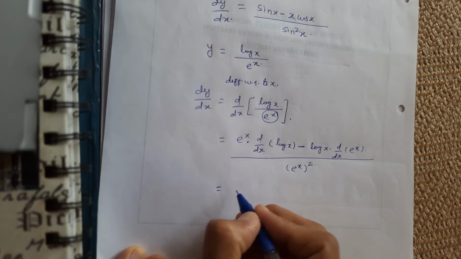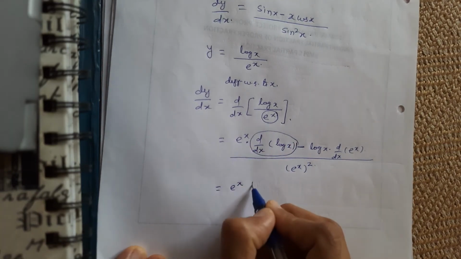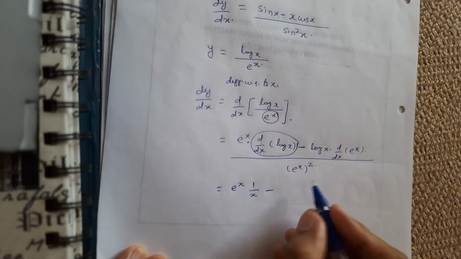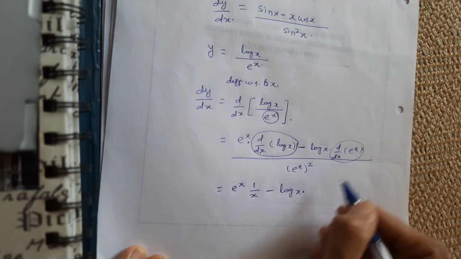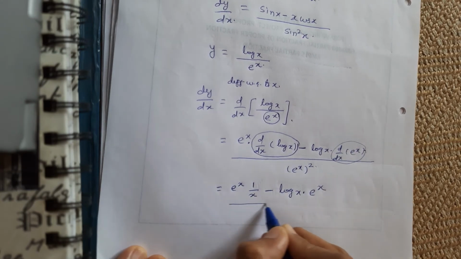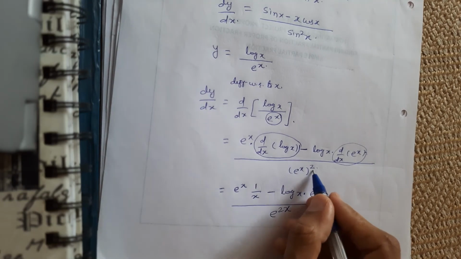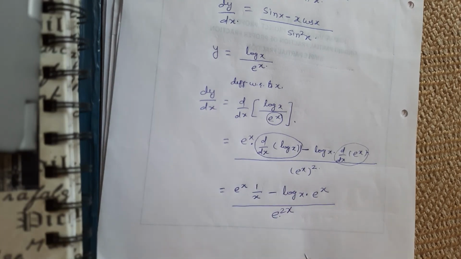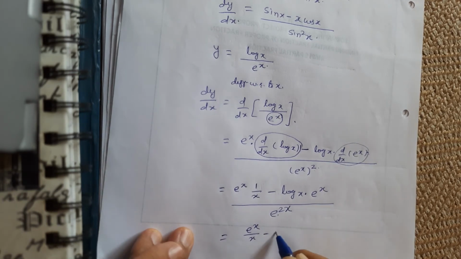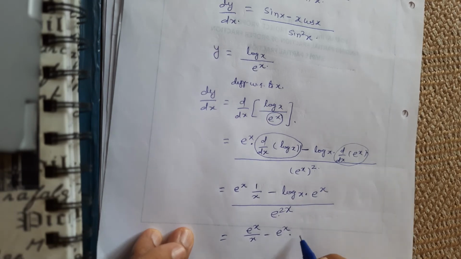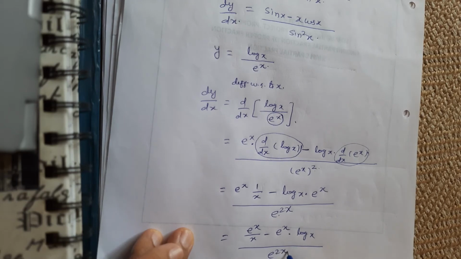Okay, so e to the power x. Derivative of log x, d/dx of log x, we have seen it, 1 upon x, minus log x into derivative of e to the power x, which is e to the power x, upon e to the power 2x. We can write e to the power x whole square as e to the power 2x. So simply what I get is e to the power x upon x minus e to the power x into log x upon e to the power 2x.